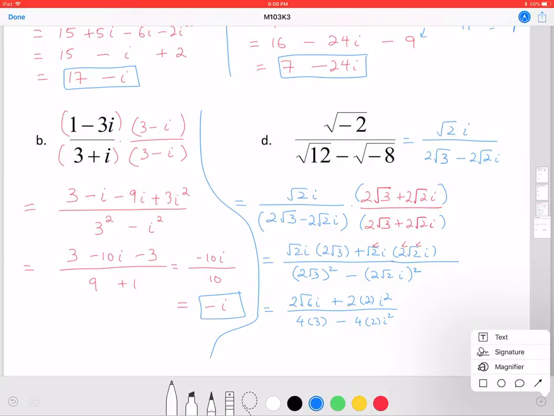What I have is, I'm going to write this first because that's going to be the real part. That's 4, but it's i squared, so that's negative 4 plus 2 square root of 6i. And in the denominator, I have 12 plus 8, which is 20.